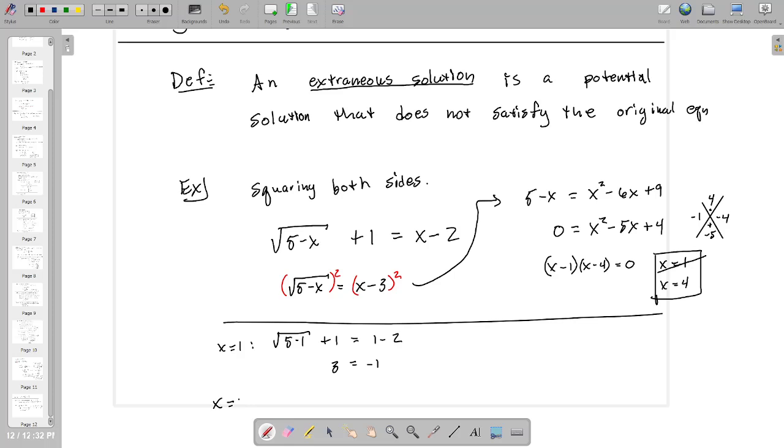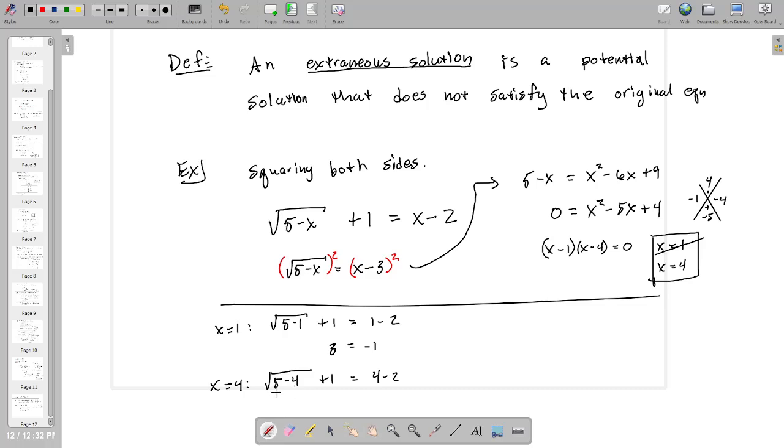Now let's check x equals 4. Square root of 5 minus 4 plus 1, equals 4 minus 2. Now, 5 minus 4 is 1. The square root of 1 is 1. Then 1 plus 1 is 2. And 4 minus 2 is 2. So x equals 4 does give us a solution. But notice that we have an extraneous solution. This follows from the fact that we squared both sides.